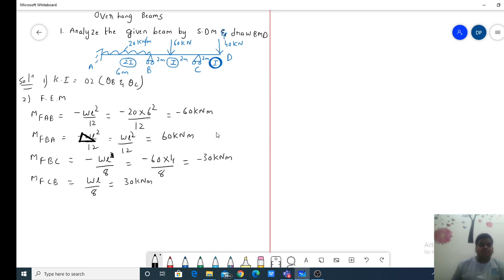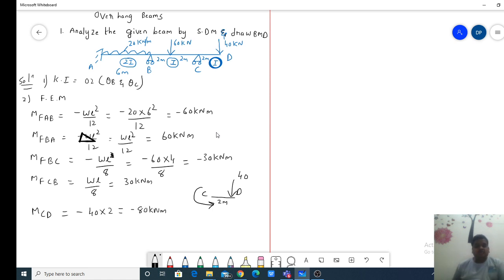Now you need to find the fixed end moment for CD. As there is no support, no fixed end moments will be there. Now directly I can write MCD. If I consider this portion, support is there at C and D is there. So MCD is equal to the moment caused by this 40 kilonewton load. This is anti-clockwise, so it will be negative. So this is minus 40 into 2, which is equal to minus 80 kilonewton meter.